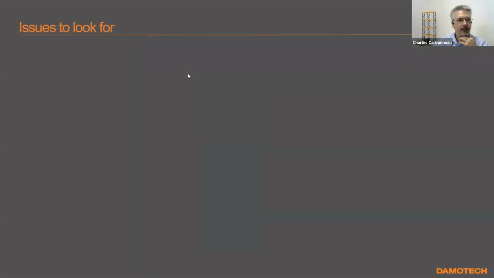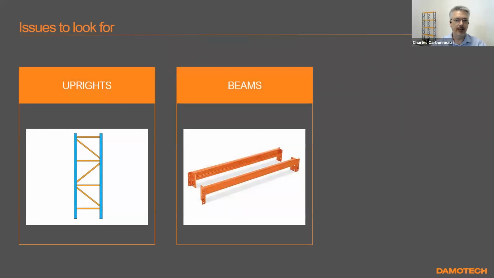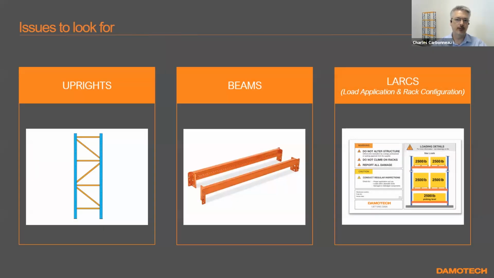All right, so let's delve into it. What do we want to look for in terms of issues? Rack systems are rather simple structures. They are composed of uprights, and they are attached by beams. And there's a third element that we think is really important and that not a whole lot of people talk about. These are LARCs. LARC stands for Load Application and Rack Configuration Drawings.